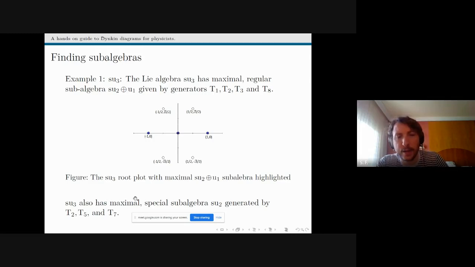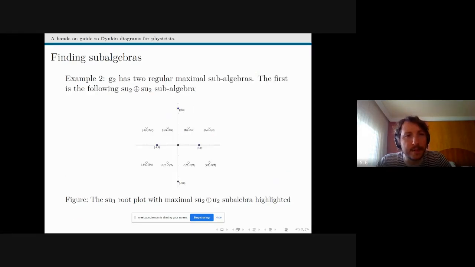And so I just want to point out that there are occasionally cases where you can find these special maximal subalgebras, but I'm not going to focus on them. I'm going to focus on those subalgebras you can find just by looking at the root plots, because I promised you no more algebra this time. Okay, so let's have a look at G2.